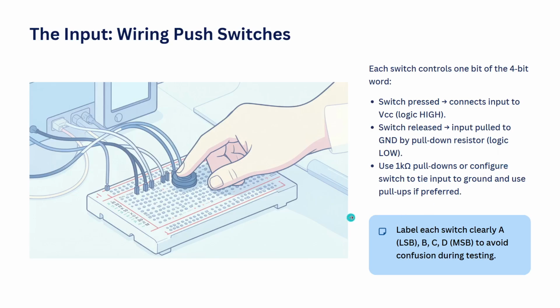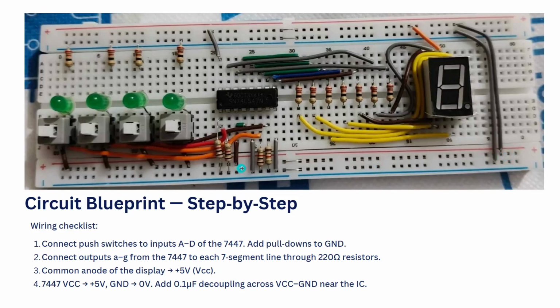The next slide is how the wiring for the push switches works. Our push switches have 6 pins, so we can connect them with one wire or one pin. We can connect the input to VCC, or we can use the pull down using the GND. We will get to that in the next slide. The next slide shows the blueprint, or step by step, how the circuit will work.